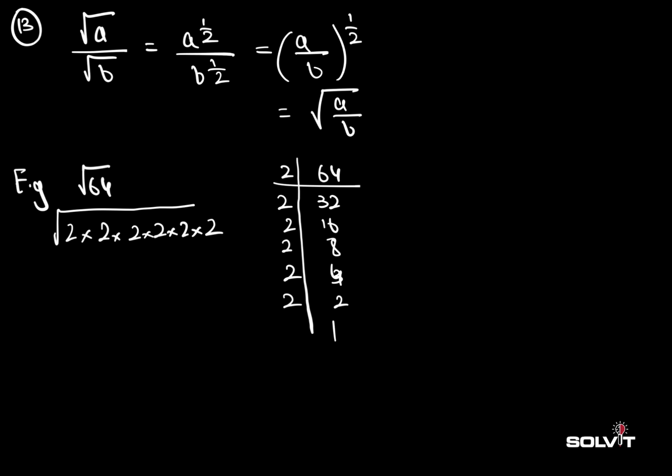Now since it's a square root, I will make the pairs of 2 and bring each out. So from this pair, 2 will come out, from this pair 2 will come out, and from this pair also a 2 will come out. So now the final answer would be 8.